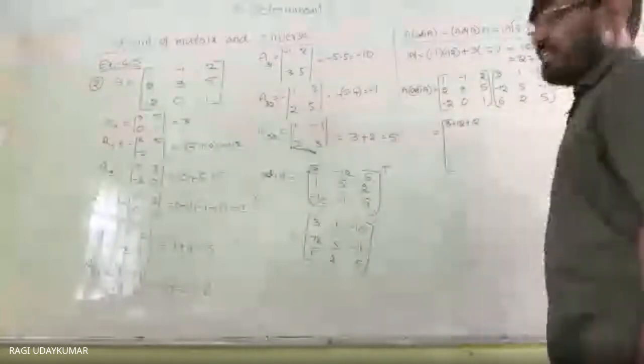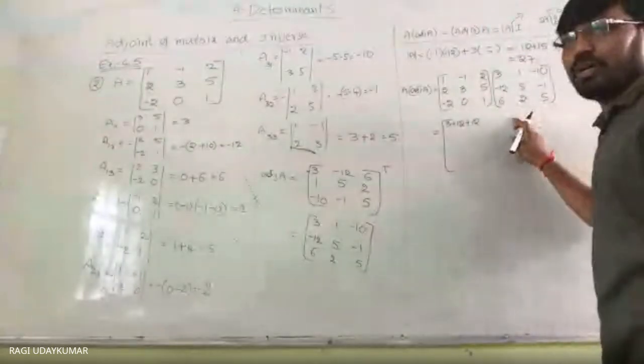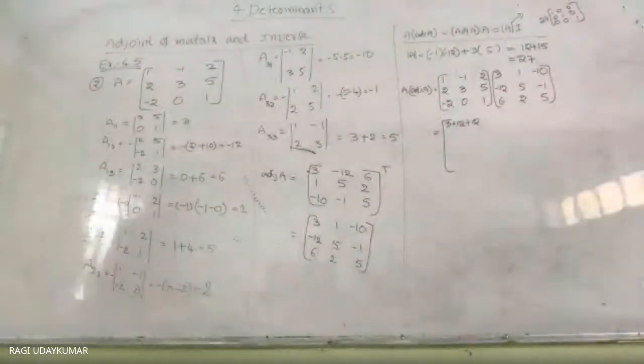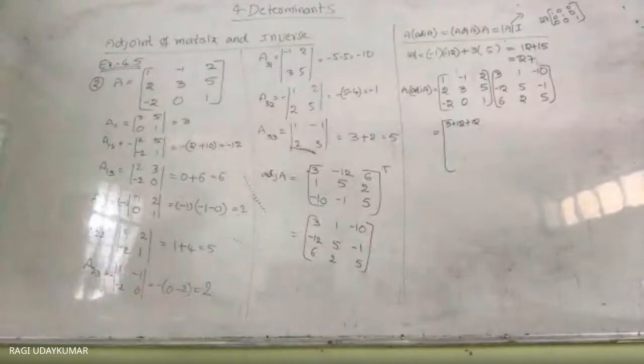27 again. What should come here? 0 should come. Next, 0 should come. Let us see. If you are getting that, then what you did is right. Can you do it? Can you check it?